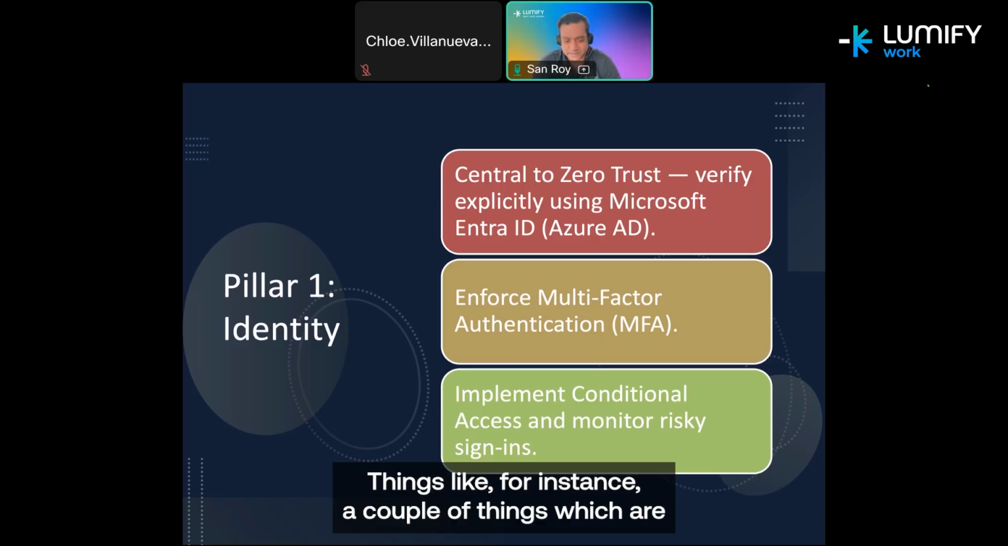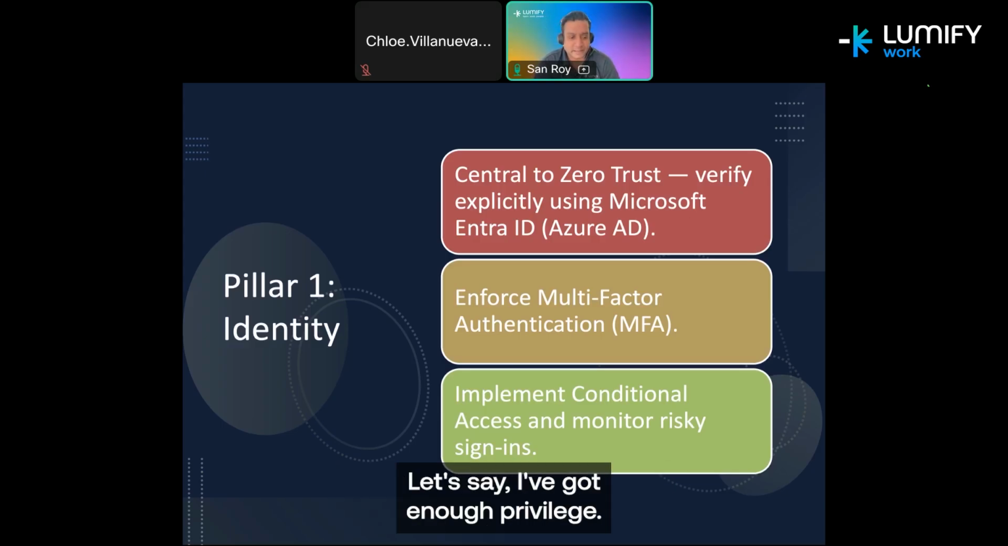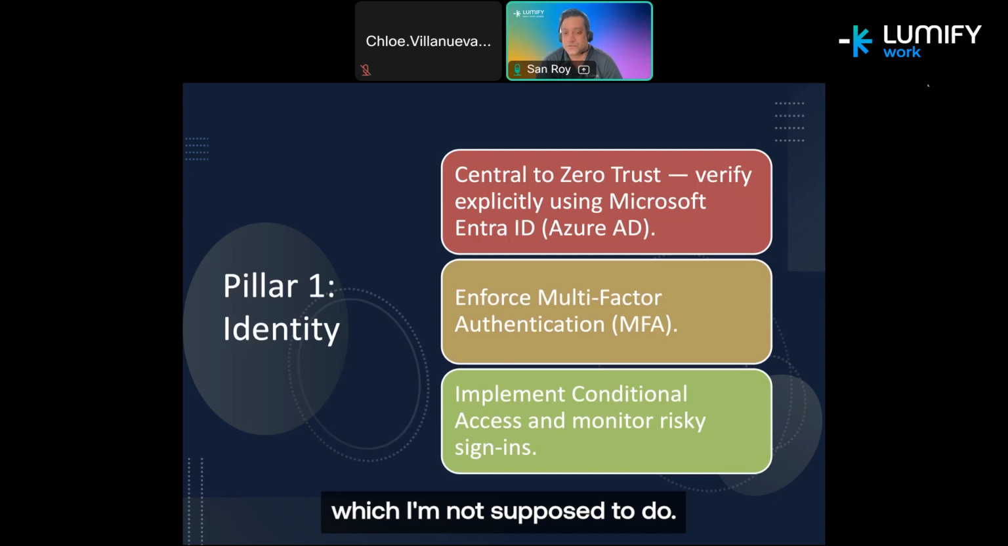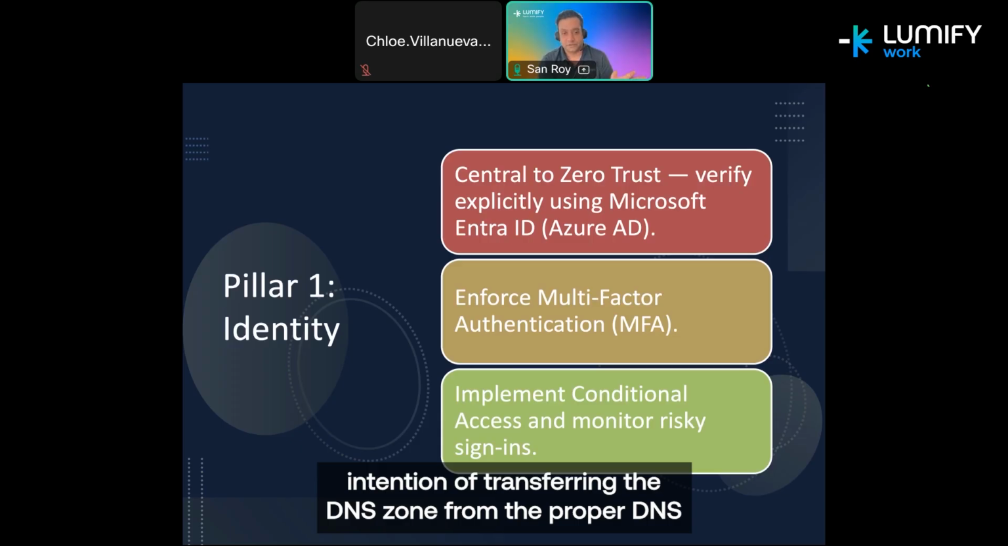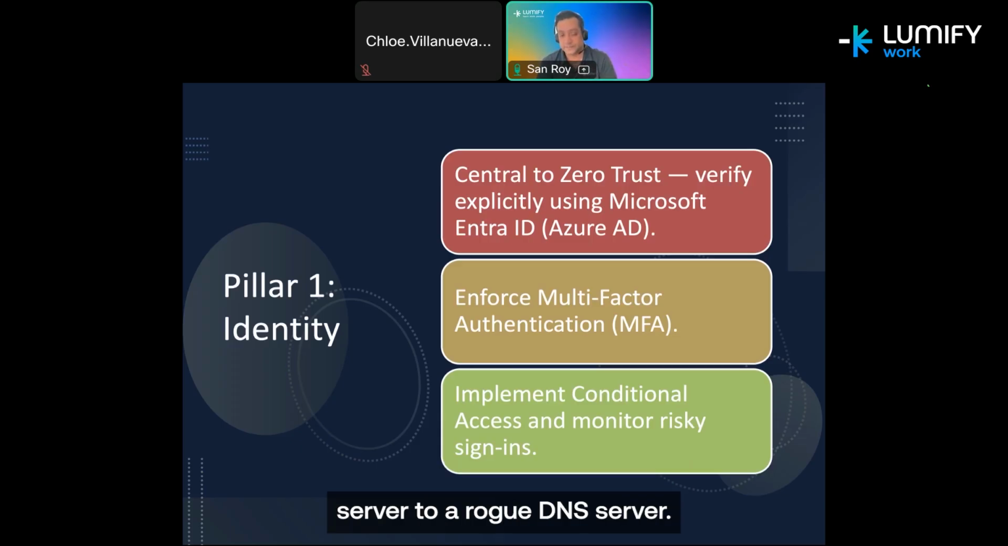A couple of things which are picked up by Defender for Identity are, number one, let's say I've got enough privilege. I've been trusted in the organization, but I'm doing something wrong which I'm not supposed to do. For instance, let's say I have executed a certain DNS command with the intention of transferring the DNS zone from the proper DNS server to a rogue DNS server.